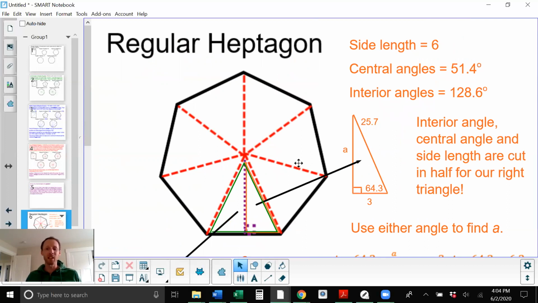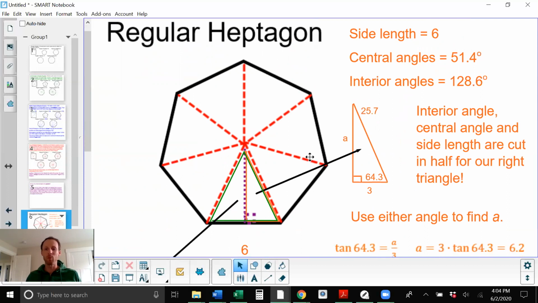Heptagon has 7 sides, and let's just say, for the sake of this example, that the side length is 6. Now, as we saw earlier, each central angle is 51.4 degrees, so 1, 2, 3, 4, 5, 6, 7 of them. And each interior angle, rounded to the nearest tenth, is 128.6 degrees. That big angle right here is 128.6.